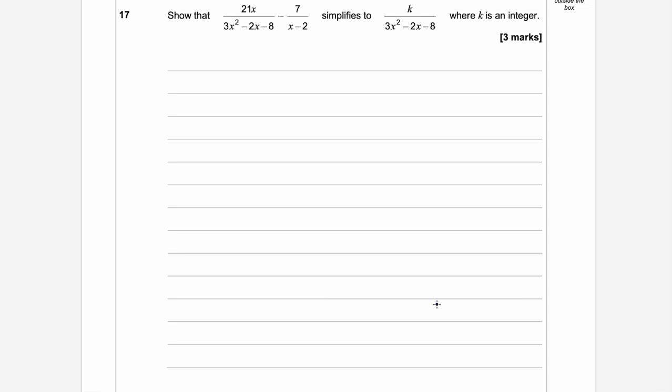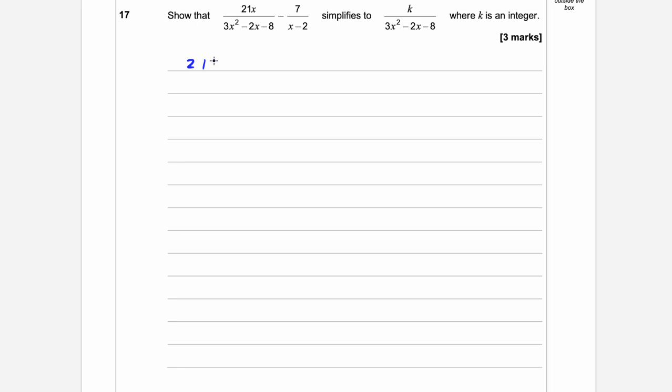Question 17. Show that this simplifies to this, where k is an integer. Okay. Firstly, guys, I want to factorize this thing at the bottom because I need a common factor. Now, I know x minus 2 is one of the factors. So let's just do it the long way.